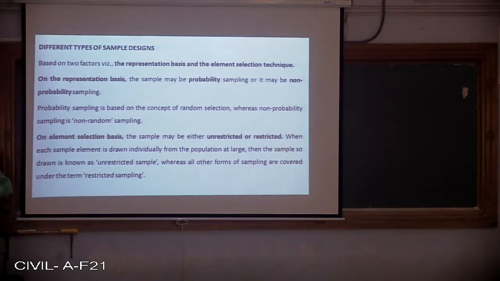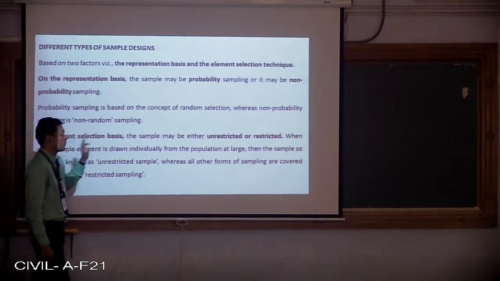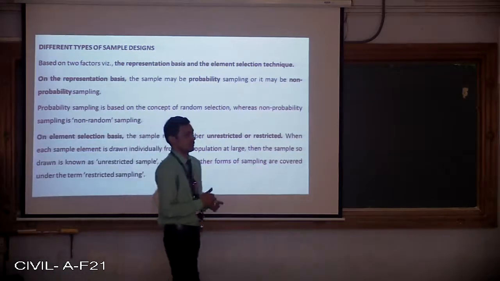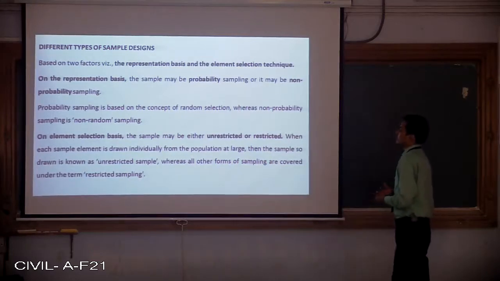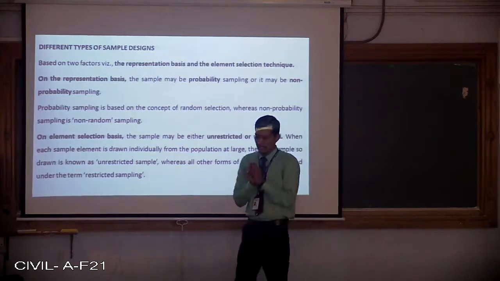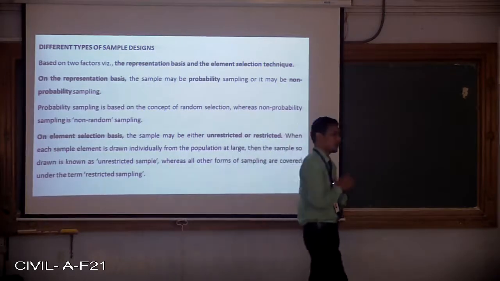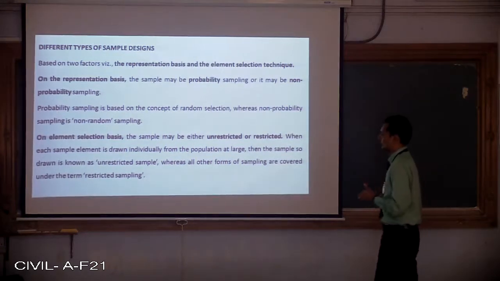So different types of sample designs are based on two factors: the representation basis and the element selection technique. On the representation basis, the sample may be probability sampling or non-probability sampling. This is a very important concept which we need to concentrate on. Probability sampling is based on the concept of random selection, whereas non-probability sampling is non-random sampling. If items are selected randomly, it is probability sampling. If it is non-random, then it is non-probability.